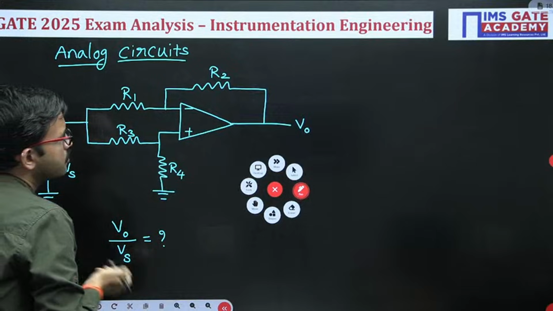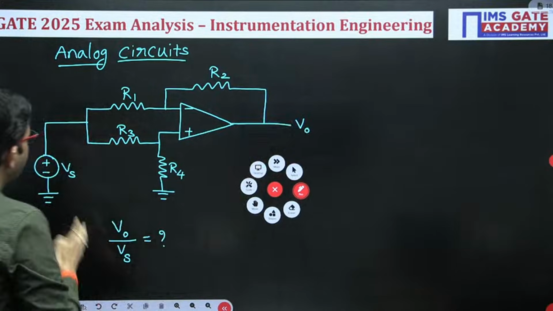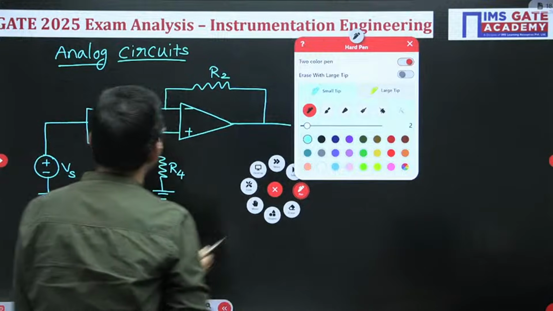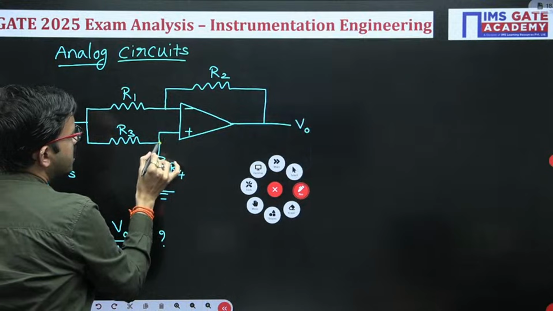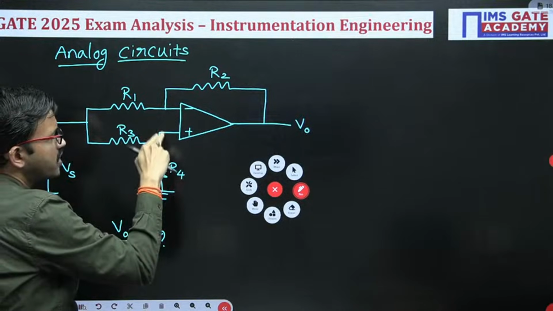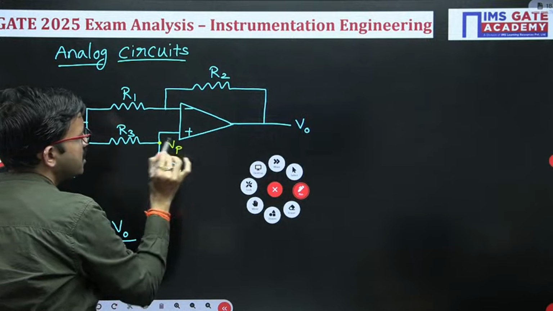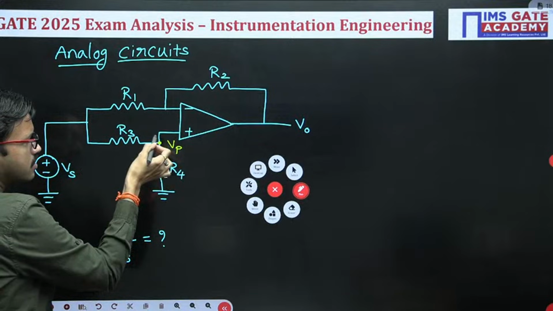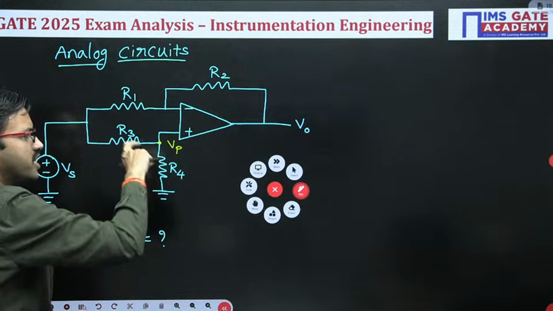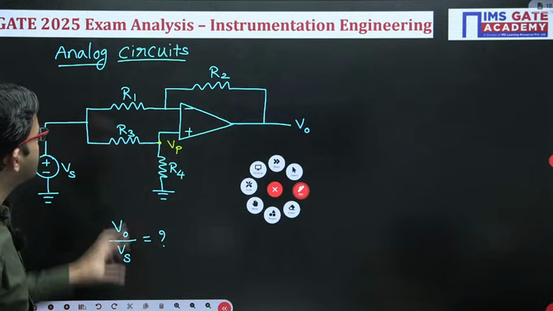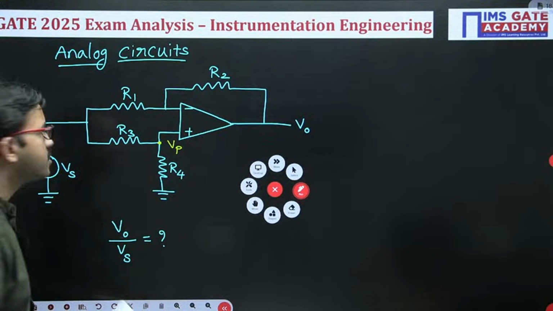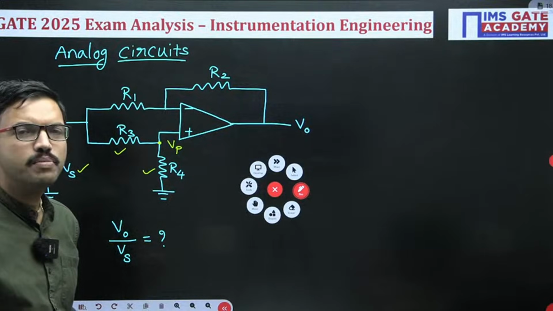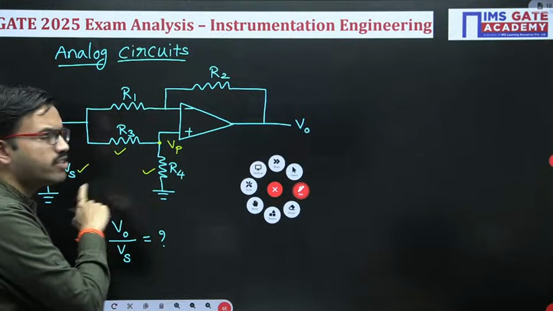First of all, just observe here: output is V naught, input is Vs. We have to find the voltage gain. The voltage at the positive terminal is nothing but Vp. The voltage across the positive terminal with respect to ground is nothing but the voltage across resistor R4. If you observe the R3 resistor, the R4 resistor and this voltage source, how are these three elements connected? All the elements are connected in series. In series the current will be the same, and the voltage gets divided.